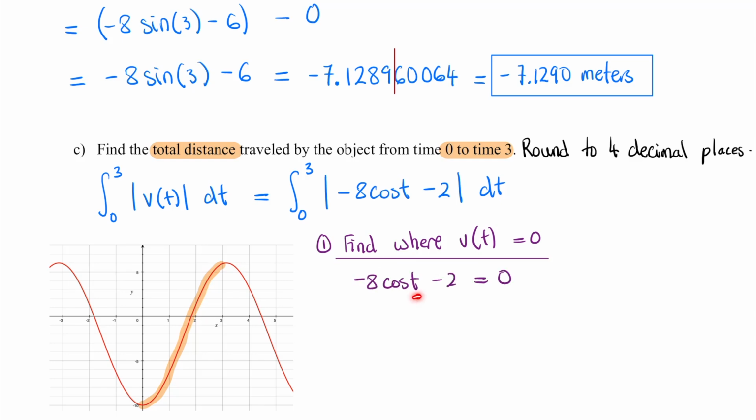To solve for t, I first need to isolate cosine t. So first, I add 2 to both sides. I have negative 8 cosine t equals 2. Then, I divide both sides by negative 8. So I have cosine t equals negative 1/4.